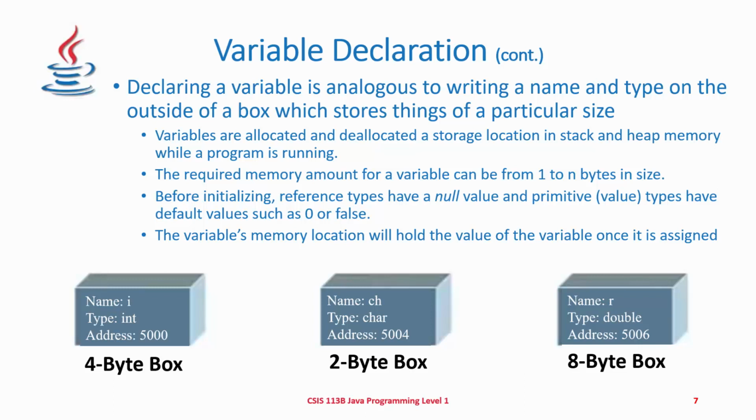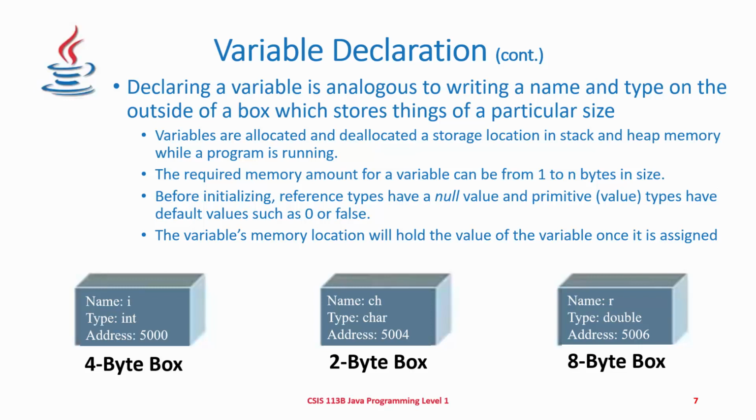So in the 3 examples of the 3 boxes we have, the name here now is going to be I, for a type integer, and that's going to begin at address location 5000. So that is a 4-byte box, right? It's an integer, 32 bits. So that's 4 bytes, 4 times 8, 32.